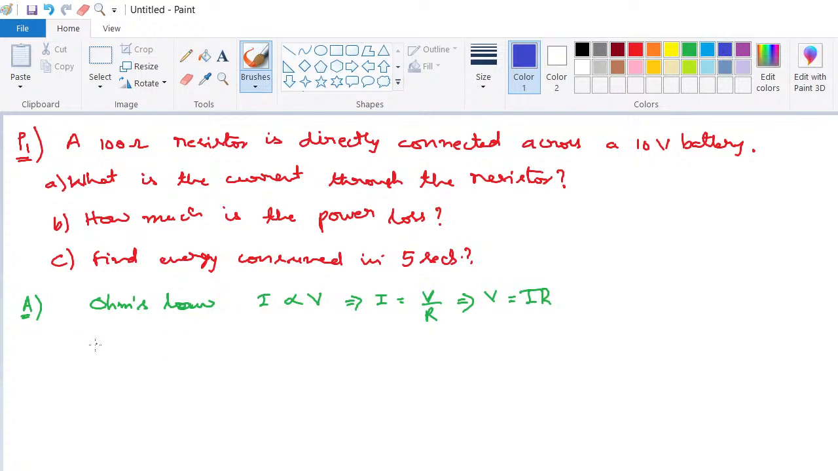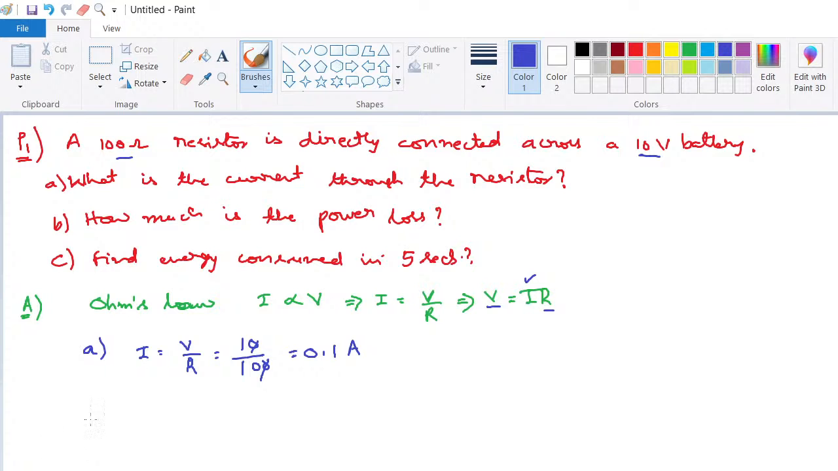So let me solve A. What is the current passing through the resistor? Actually, we want to know the current. We know the voltage and we know the resistor. So simply, current I is equal to V by R. The voltage here is given as 10 volt and the resistor is 100 ohm. So 10 divided by 100 will give us 0.1 ampere. So this is the solution for the first problem.